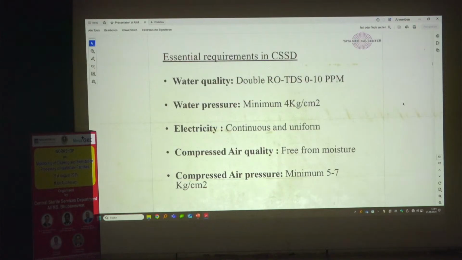Standard work practice. These are the essential requirements of a CSSD, as per Tata Medical Center. For water quality we use double RO, where we maintain the TDS level at 0 to 10 ppm. How I maintain this TDS, I will show you later. Water pressure, a minimum of 4 kg is required.